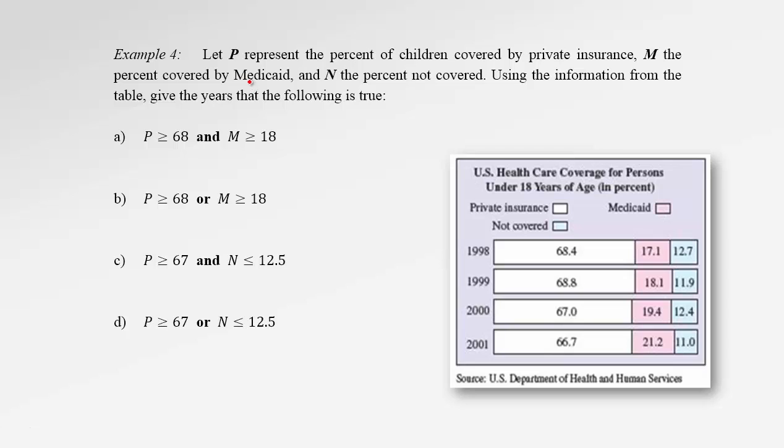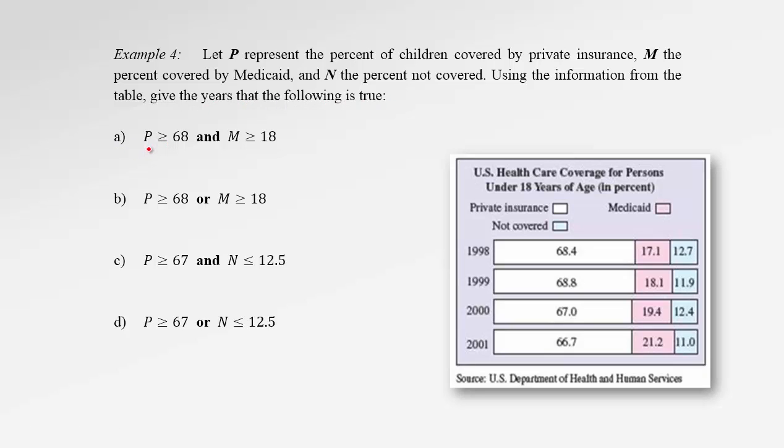And finally, one application problem. Let P represent the percent of children covered by private insurance, which is represented by this first white column. M, the percent covered by Medicaid, which is represented by the second pink column. And N, the percent not covered at all, which is represented by the third green column. Using the information from the table, give the years that the following is true.